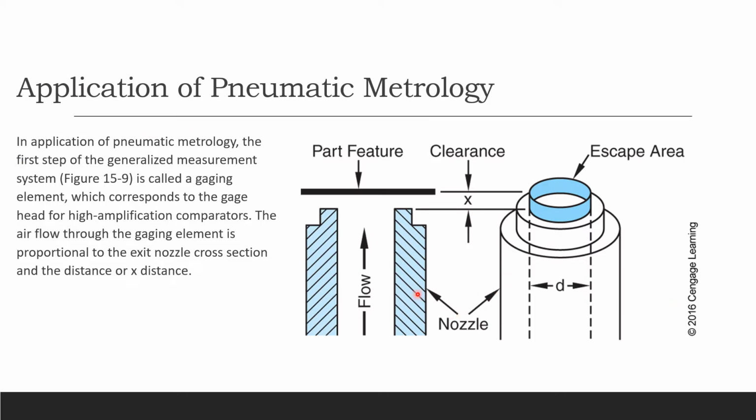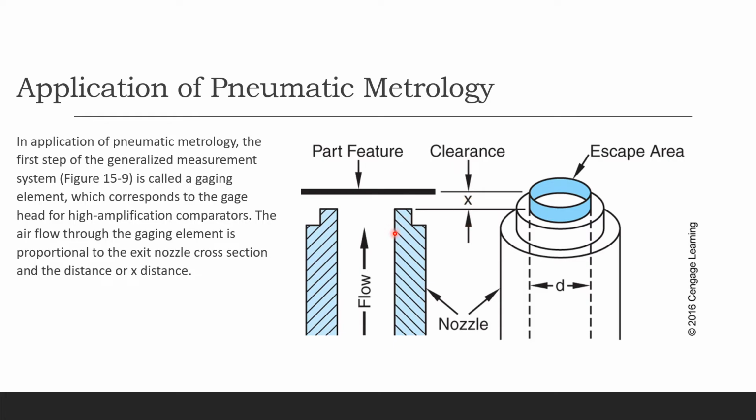And these are your nozzle part, and this distance is just showing you the escape area, and that's your part feature, and this is your flow. Again, that's your clearance distance X. And the measurement is going between this flow and the change in this distance.